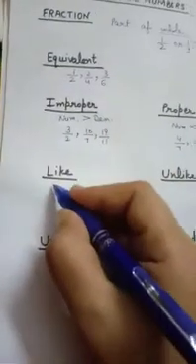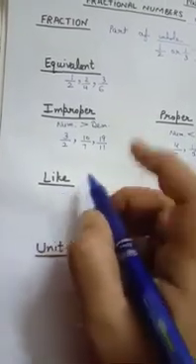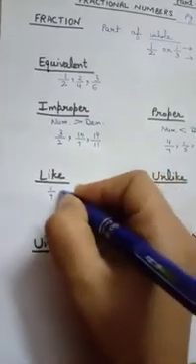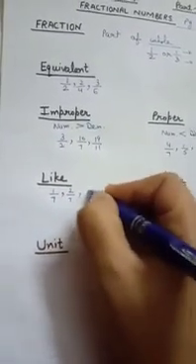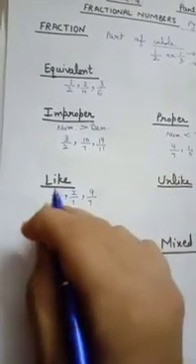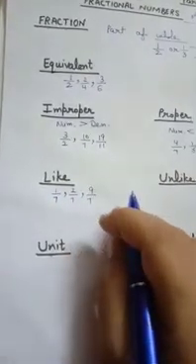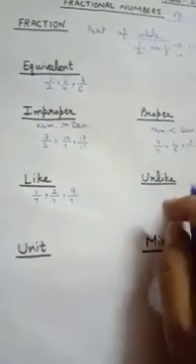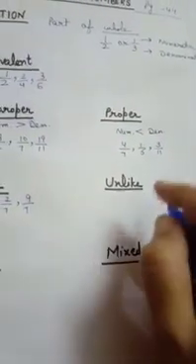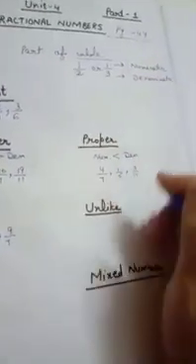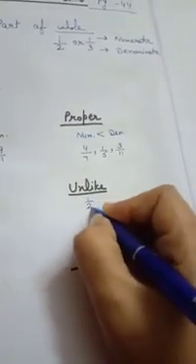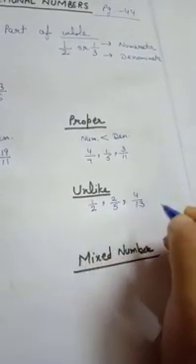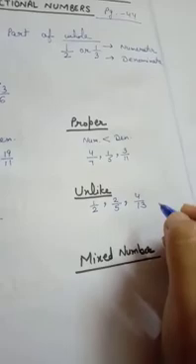The next are like fractions: fractions having the same denominators. For example, 1/7, 2/7, 9/7. Fractions having the same denominators are called like fractions. Next we have unlike fractions: fractions having different denominators. For example, 1/2, 2/5, 4/13. These are called unlike fractions.